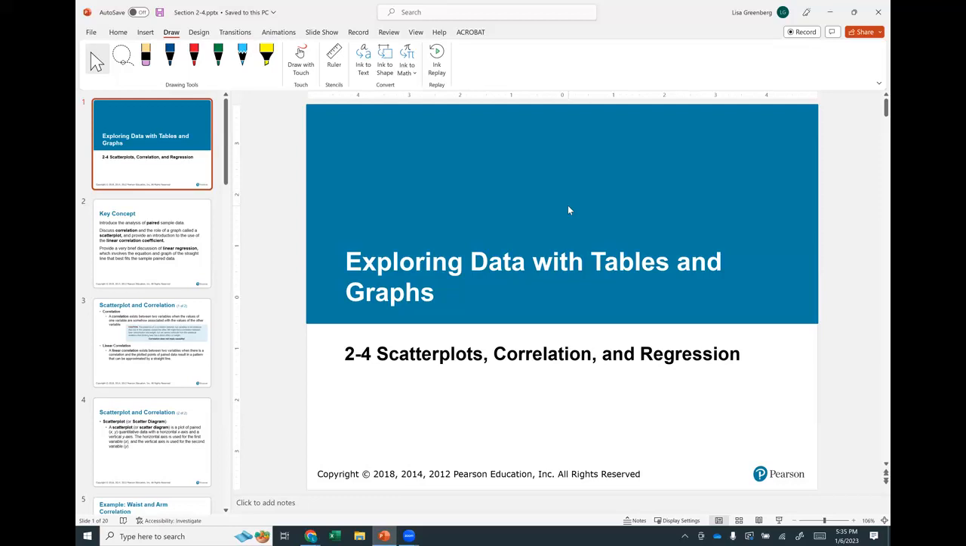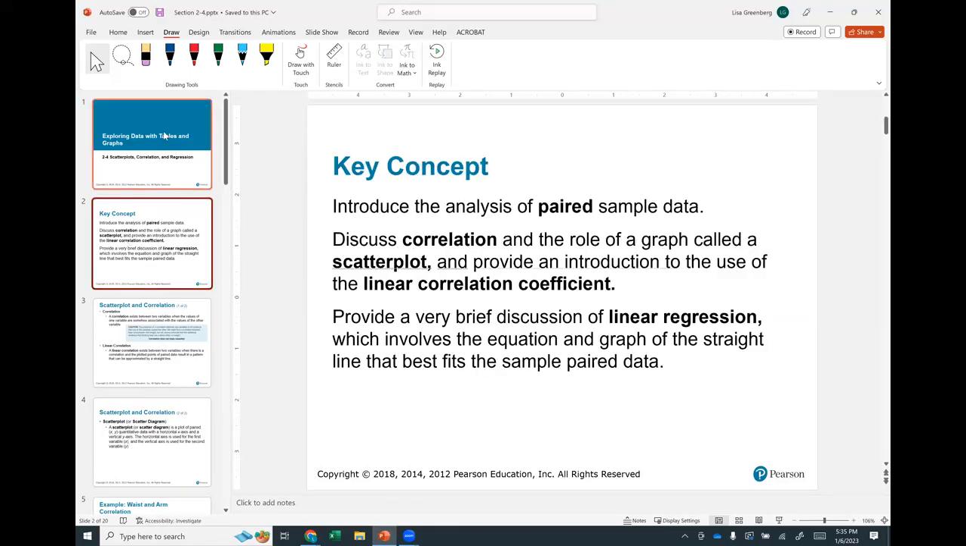So today we're going to go over 2-4 scatter plots, correlation, and regression. Okay. So let's see what some of that means. Our key concept is that we're going to introduce the analysis of paired sample data. So we have these two things that go together.